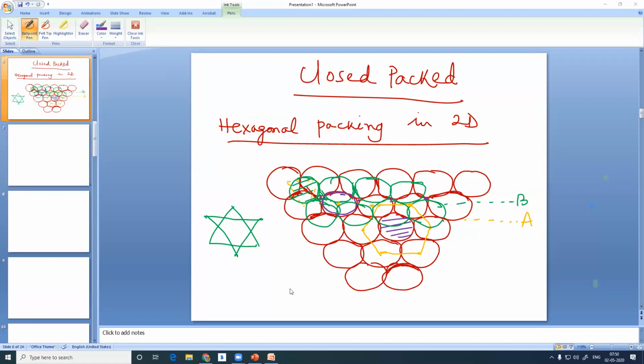Similarly, the ABC type of stacking will, this is AB and C. I will give you notes, don't worry. So tell me, what unit cell does it have?